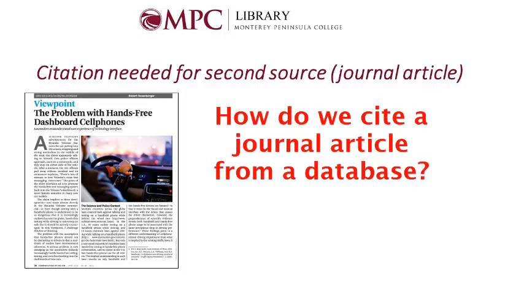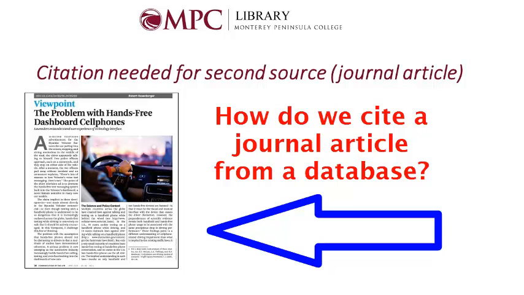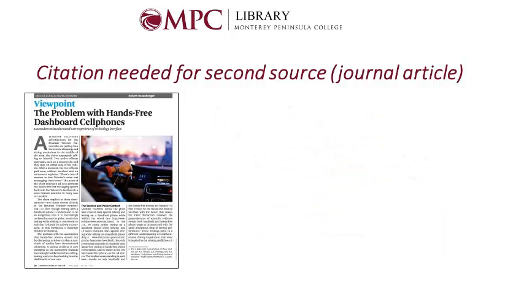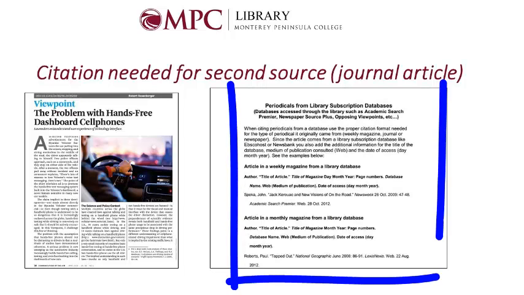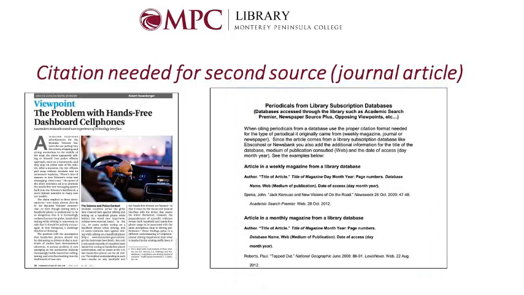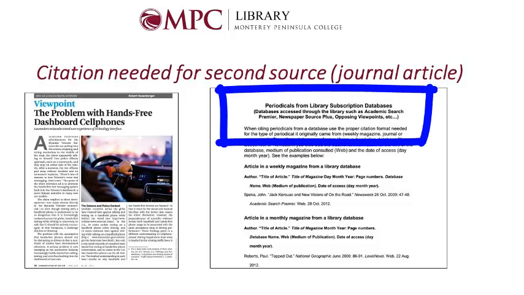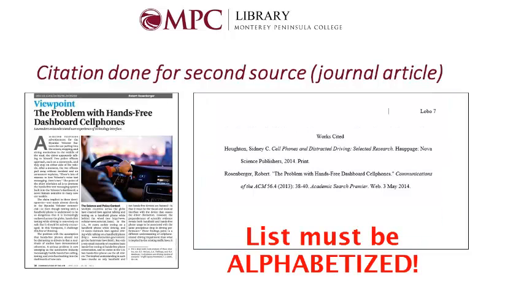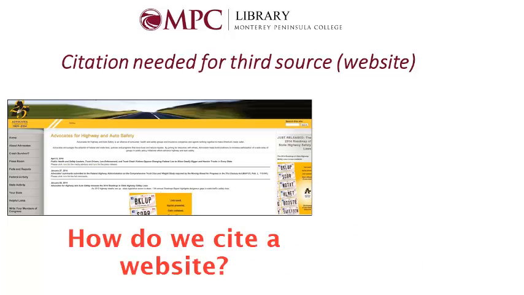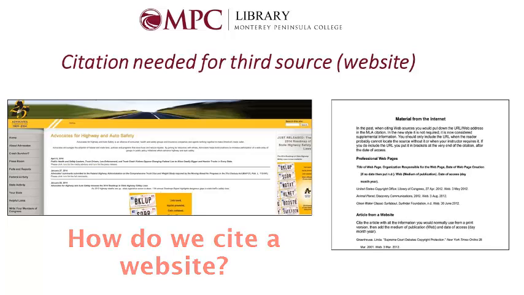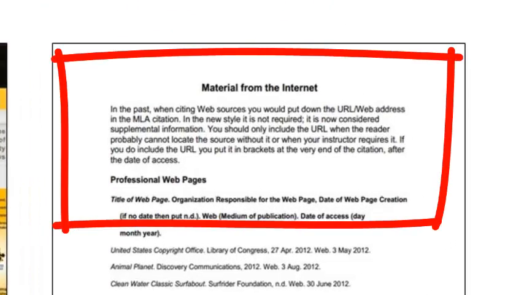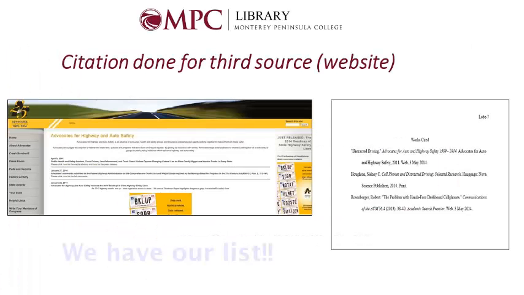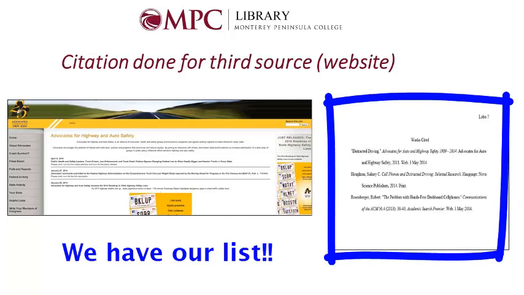For example, now we need to add the citation for the journal article, which we found in one of the library's online databases. We use the library handout again, and this time we look at the section on citing journal articles from databases. Now we have two citations. Notice the list is alphabetized. Okay, now our third source is a website. Again, the handout has an example that you can use as a model for your citation. And now we have our Works Cited list in MLA format with our three sources that we used for our research.